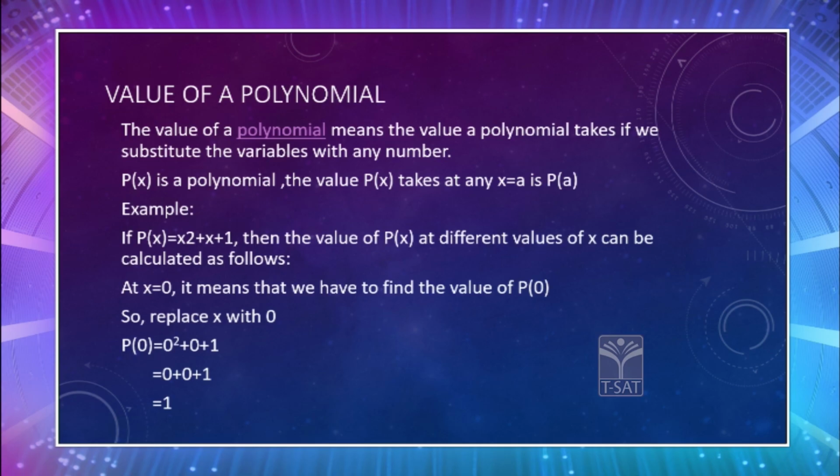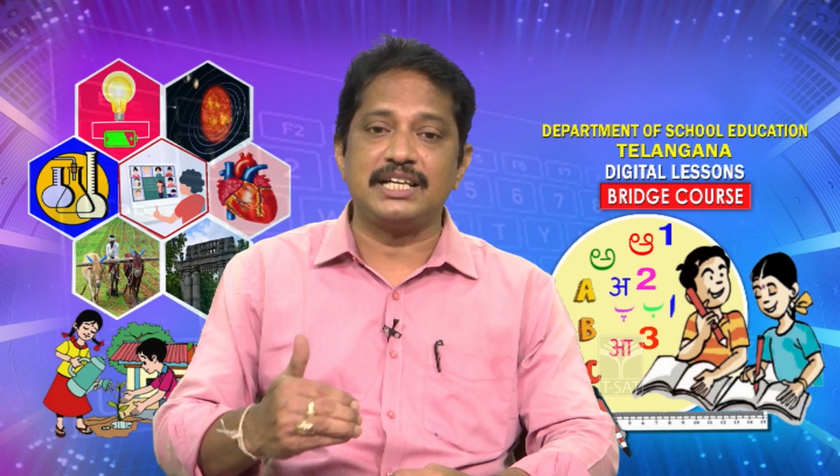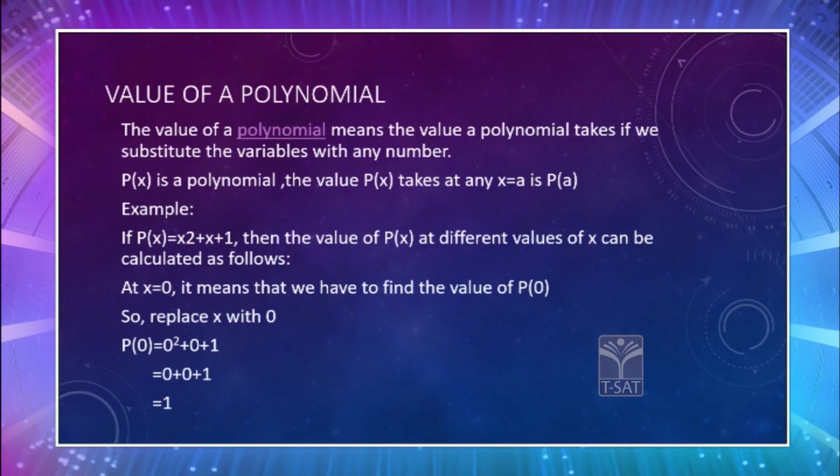So, what is the given expression? X square plus x plus 1. You have to substitute the value 0 in place of x, which means 0 square plus 0 plus 1. 0 square is 0, and of course x itself is 0, plus 1. So 0 plus 0 is 0, plus 1 is 1. So, p of 0 is equal to 1. What is the meaning of this? The value of polynomial p of x at x equal to 0 is 1. That means simply you can call it p of 0 is 1. Is it clear?